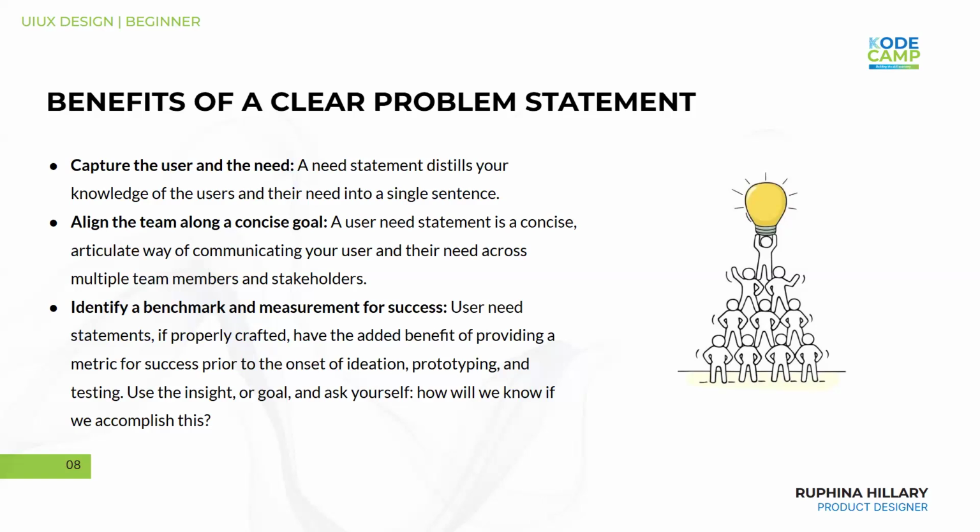Another benefit of a clear problem statement is that it aligns your team along a concise goal. A concise problem statement helps align the needs of your users across multiple team members and stakeholders. So your CEO gave you funds for some research, and after the whole research, you give them this clear problem statement in the research report, pointing to a clear need. The third one: identify a benchmark and measurements for success.